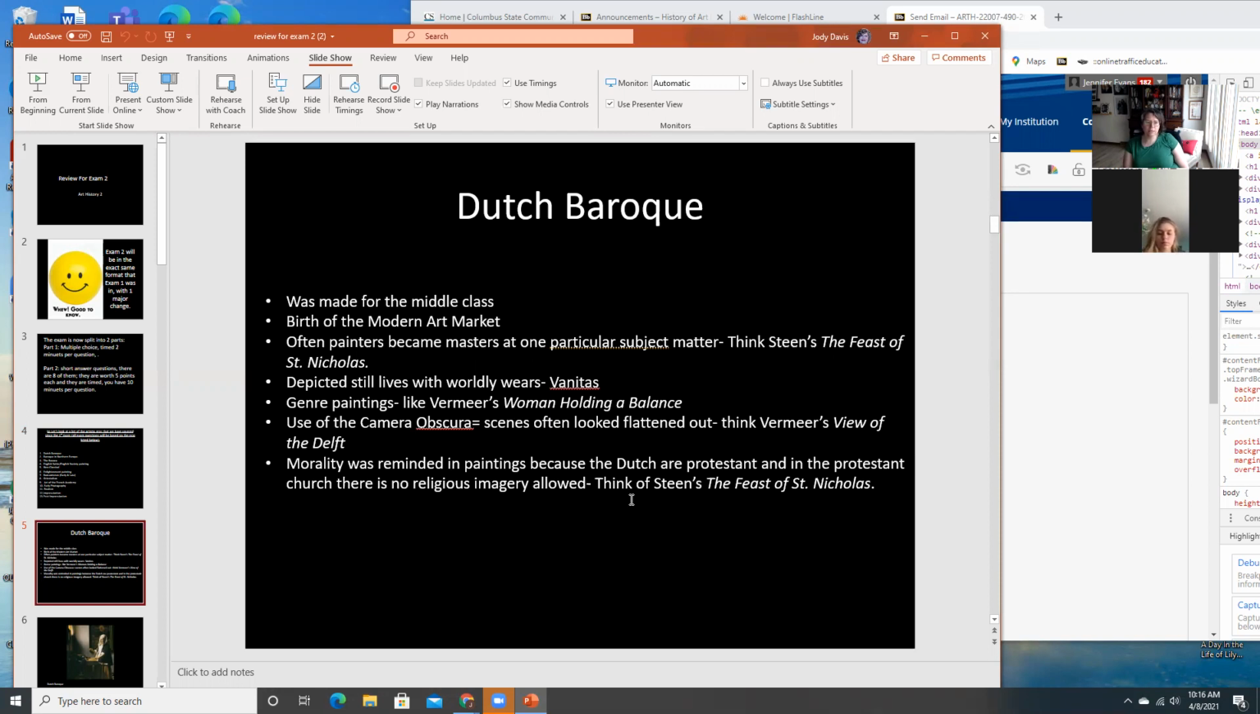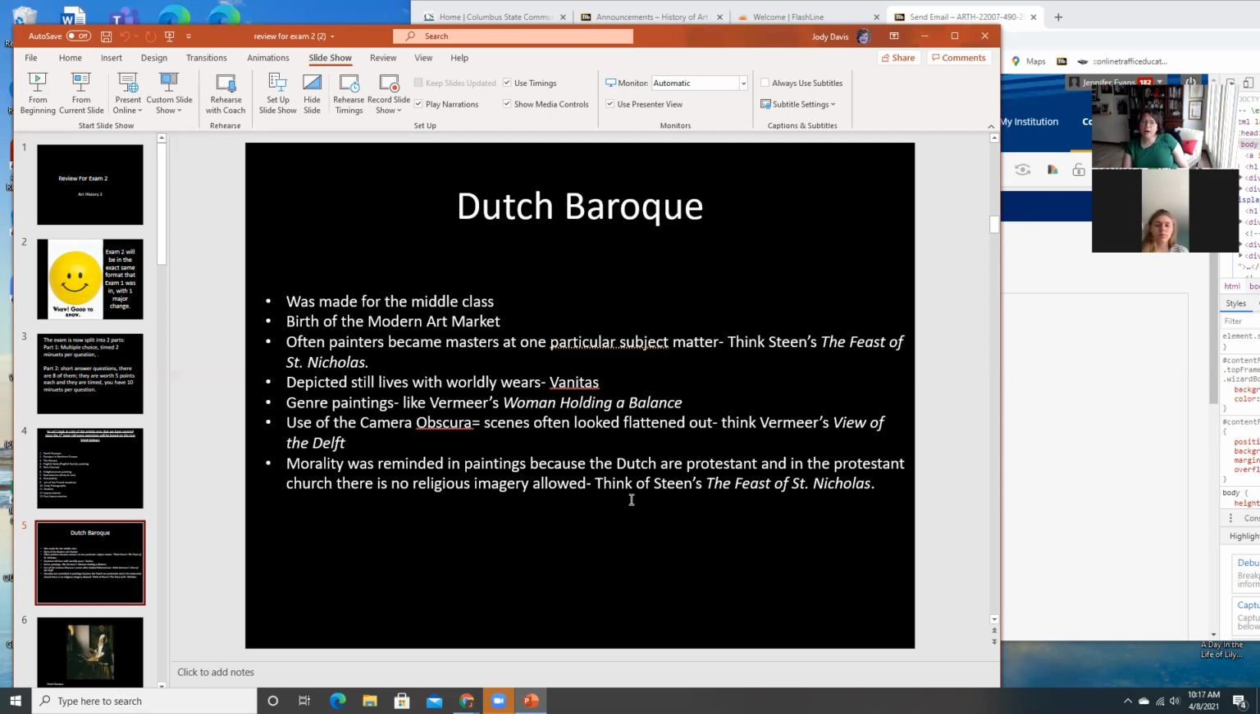Oftentimes in the Dutch area, painters became masters of a particular subject matter. So, sorry, my throat seems to have a frog. If you think back to Jan Steen's The Feast of St. Nicholas, Jan Steen was a genre painter just like Vermeer. Vermeer has a little bit more of a niche. Jan Steen has his own niche. Vermeer's paintings were more about the light. They were about moral issues, but they were done through the lens of a domestic genre scene. So whatever was going on at home was the subject matter of the painting.